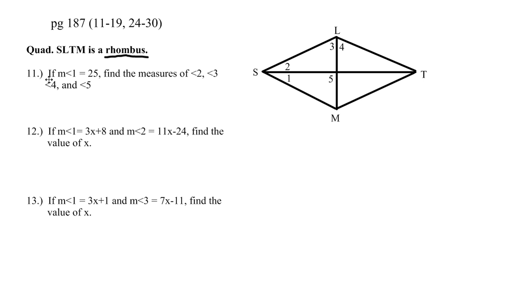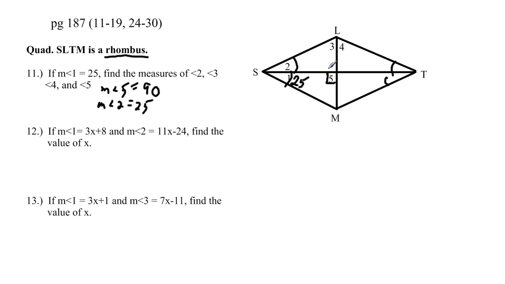So first it says if angle 1 is 25, so we're going to put 25 right here. Find the measures of angles 2, 3, 4, and 5. Well, first, we know that the diagonals of a rhombus are perpendicular. So the measure of angle 5 right away is 90. And we also know that the diagonals are said to bisect opposite angles. So this angle here is bisected, and so is that one. So angle 2 is the same as angle 1, so the measure of angle 2 is 25.